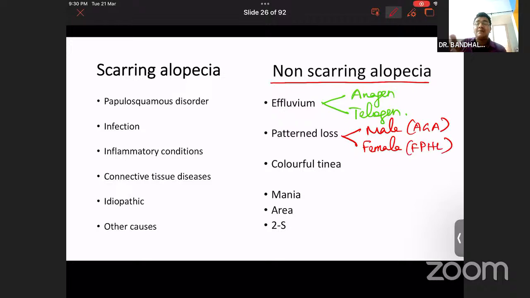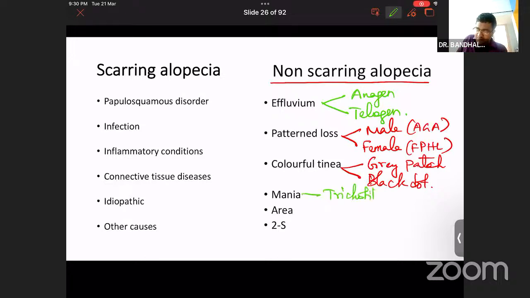Then in tinea capitis, colorful tinea, I have mentioned. You can remember there are four tinea capitis: gray patch, black dot, favus, and kerion. Colorful tinea means gray patch, which has a color in the name, and black dot, which also has a color. Gray patch and black dot are non-scarring. And you know, mania is a condition where there will be intermittent periods of normality. So you can remember in that way, trichotillomania is one of the non-scarring alopecias. Then alopecia areata is one of the non-scarring alopecias.